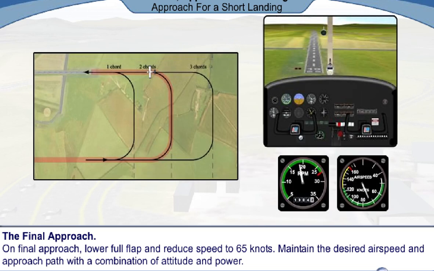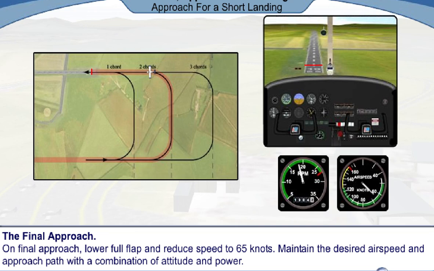As soon as you've completed the turn onto final approach, lower full flap and reduce the speed to 65 knots. The objective now is to continue the approach with a combination of attitude and power that will enable us to maintain the desired airspeed and approach path. To simulate the kind of considerations which prevail during a field landing, we might aim to touch down just beyond the numbers and come to a halt in the shortest possible distance.